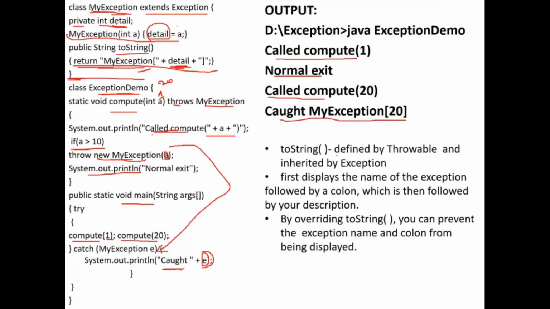The toString method is actually defined by Throwable and inherited by Exception. If you have not overridden it, the Exception class's toString method is invoked. If you have overridden the toString method, then your own class's toString method is invoked. The base class toString first displays the name of the exception followed by a colon, which is then followed by your description. By overriding toString, you can prevent the exception name and colon from being displayed.